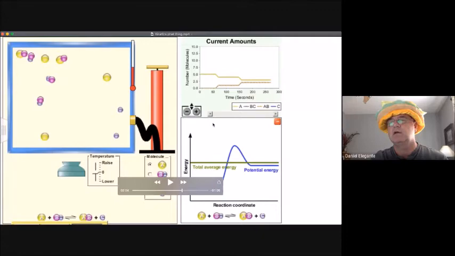Now, in order to figure out things, sometimes you want to vary those. So that was 5 of A and 5 of B.